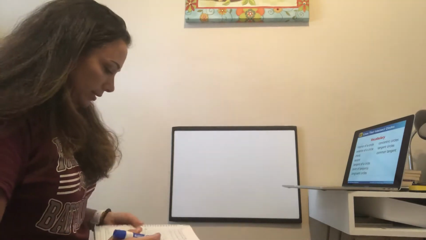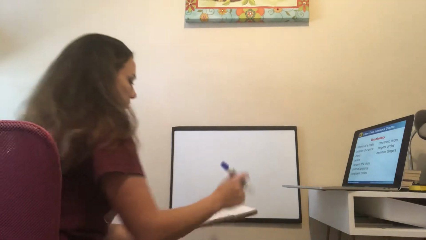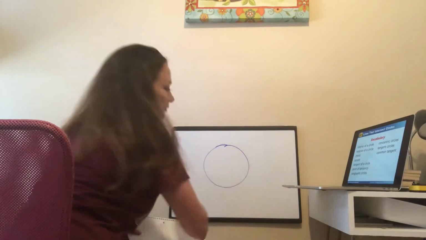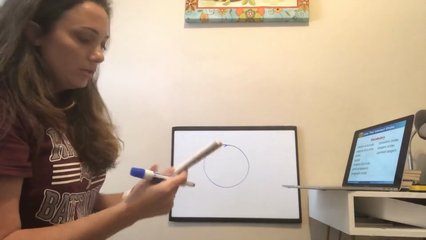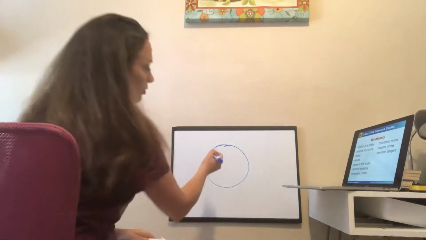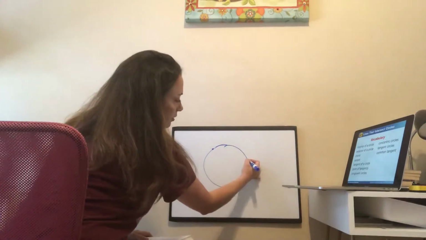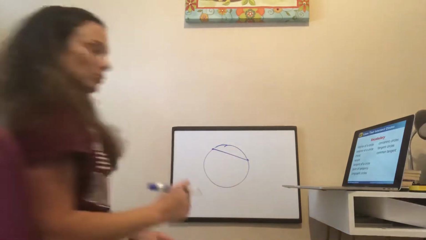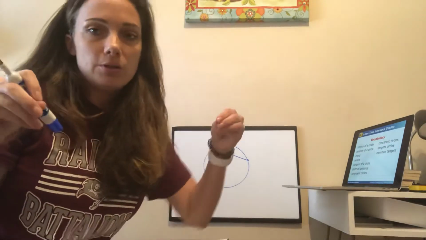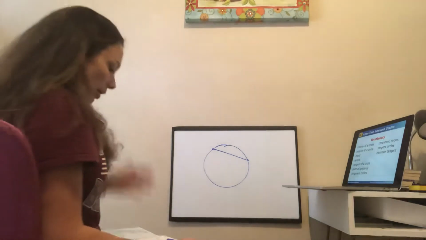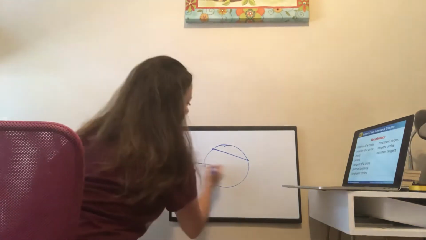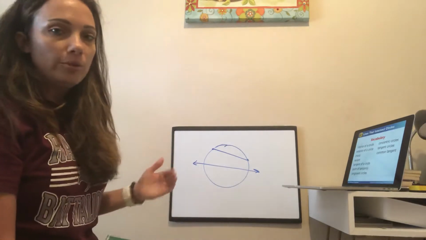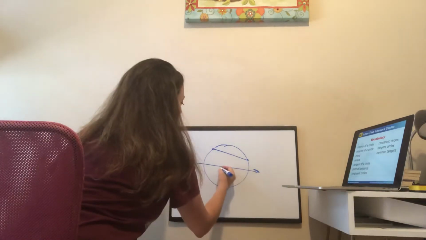Okay, lines and segments that intersect circles. You have your circle. Not a very good circle. A chord, you can think about, you have 2 endpoints on the circle with a segment that's stretched in between, kind of like the chords on a guitar, they're stretched. A secant goes all the way through. A secant crosses through both endpoints.